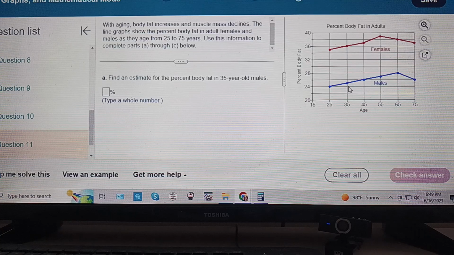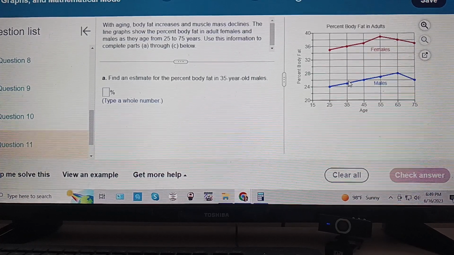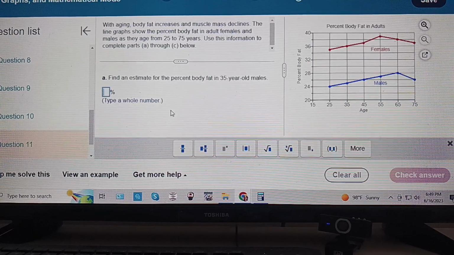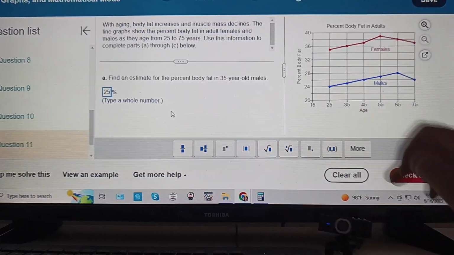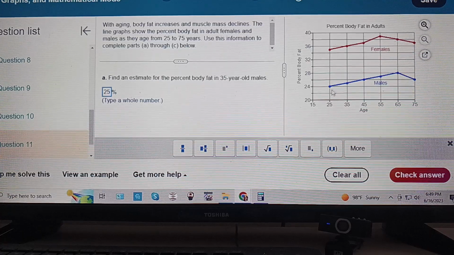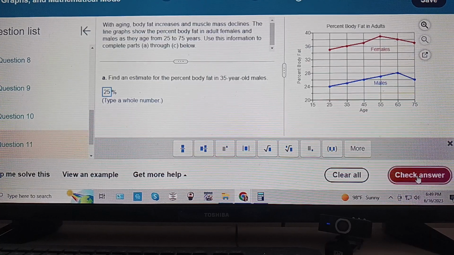So I'm somewhere between 24 and 26. Why not just cut it in half and say 25? So that's at least an estimate. It may not be exactly 25, but I would estimate that to be 25. It seems to be halfway between 24 and 26, or at least close to halfway.